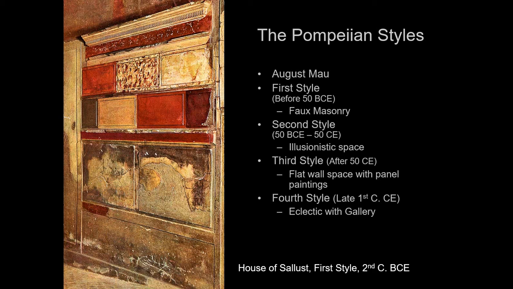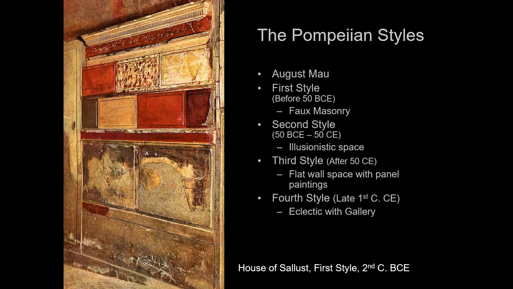A scholar by the name of August Mau came along, and he divided up these paintings by styles that he thought were in a more or less chronological order. And he did it pretty much by intuition and guesswork, but he must have been pretty smart, because all of the evidence since then has pretty much backed up everything that he's suggested.